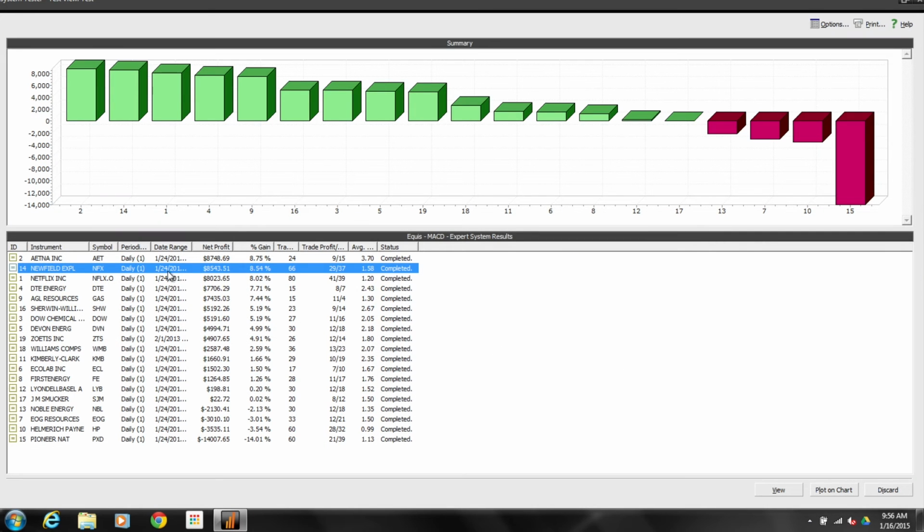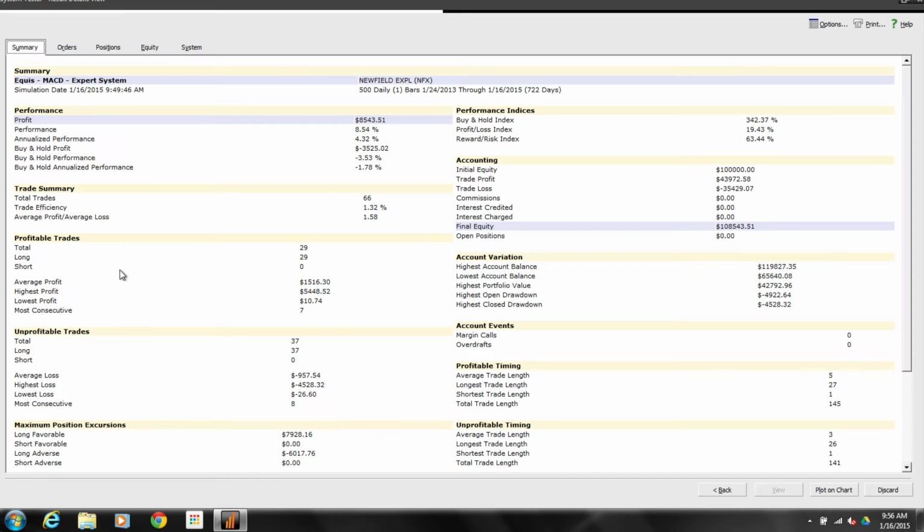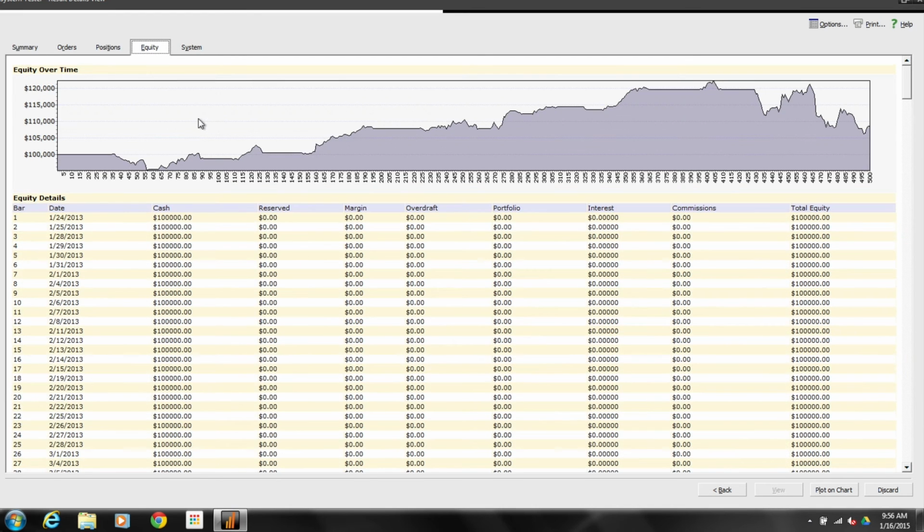Okay, let's look at Newfield here. Let's go ahead and open that one up. Double click on it. And what I'll usually do is go right to that equity line. Let's see how it's done. Well, if we look at this one over time, what do we see? We see great runs. We see it really working. But what's happened more recently? We've had a really big pullback using this trading system.